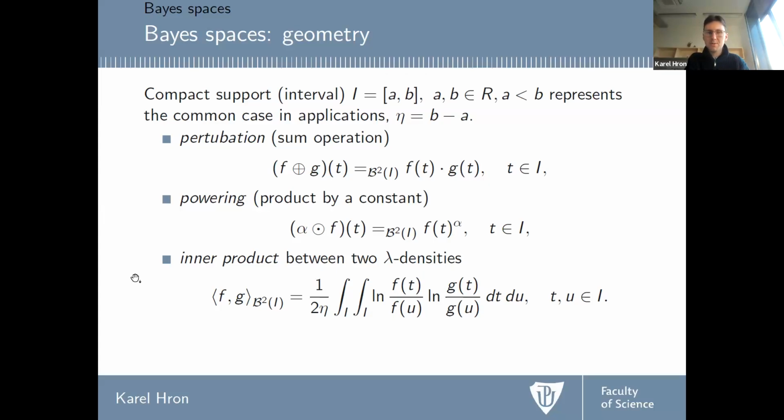Consequently, we can proceed to the inner product between two densities with respect to the Lebesgue reference, or we can also refer to lambda densities. Here we can clearly see in the integral that we have a log ratio between the function values of the first and the second density, respectively, which is quite a clear link to the log ratio methodology of compositional data. Here in the inner product, we would again consider log ratios between components of a composition, the first and the second one.